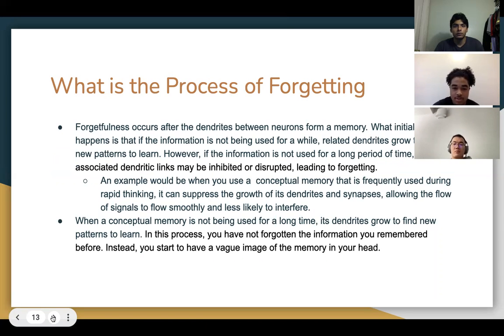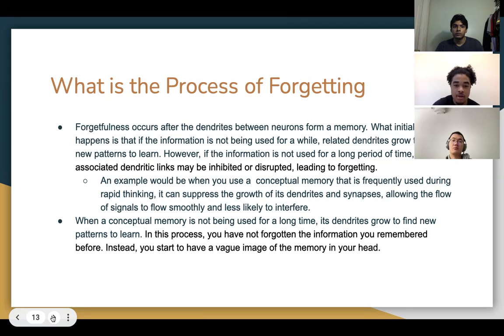What is the process of forgetting? Forgetfulness occurs after the dendrites between neurons form a memory. What initially happens is that if the information is not being used for a while, related dendrites grow to find new patterns to learn, and the dendrites eventually decay. However, if the information is not used for a long period of time, the associated dendrite links may be inhibited or disrupted, which leads to forgetting.